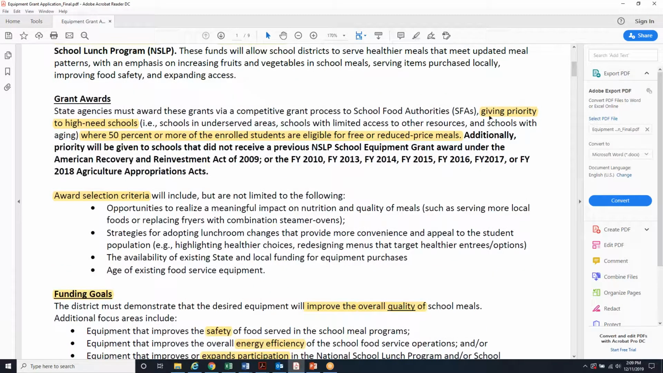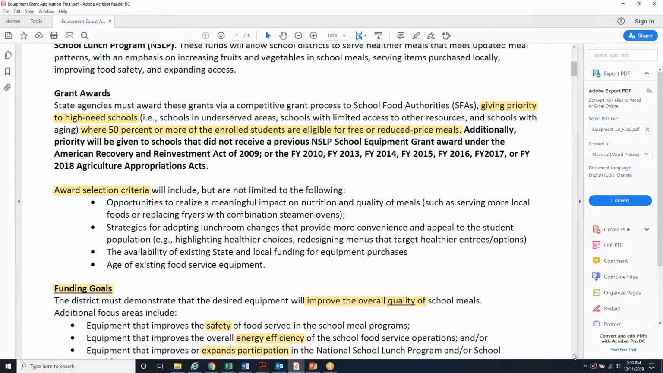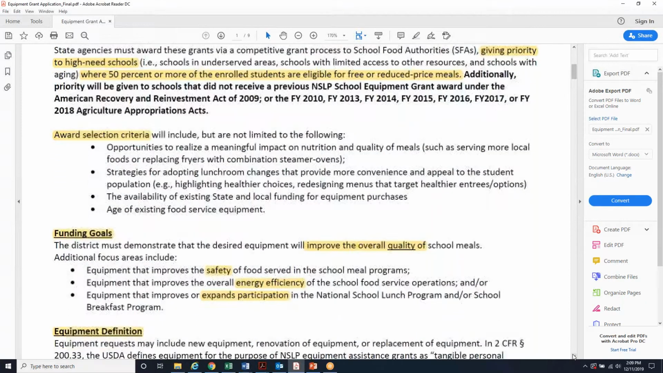In the introduction, it gives priority to high need schools, which is defined where 50% or more of the enrolled students are eligible for free or reduced price meals. Now, just because it's a priority doesn't mean you can't apply for this grant. It's just that they're going to give priority to those schools.